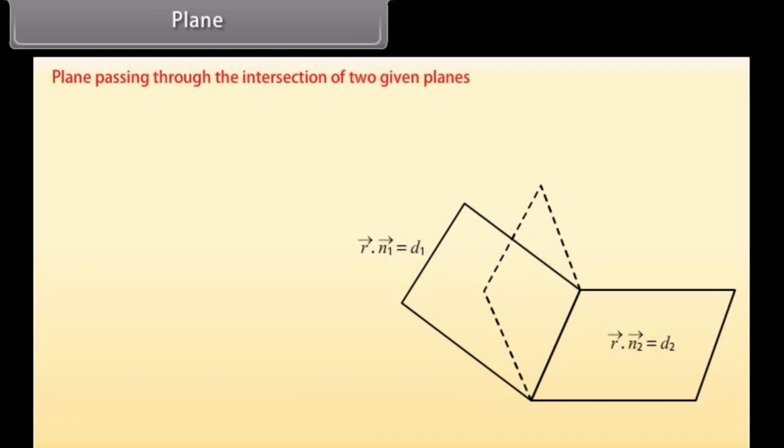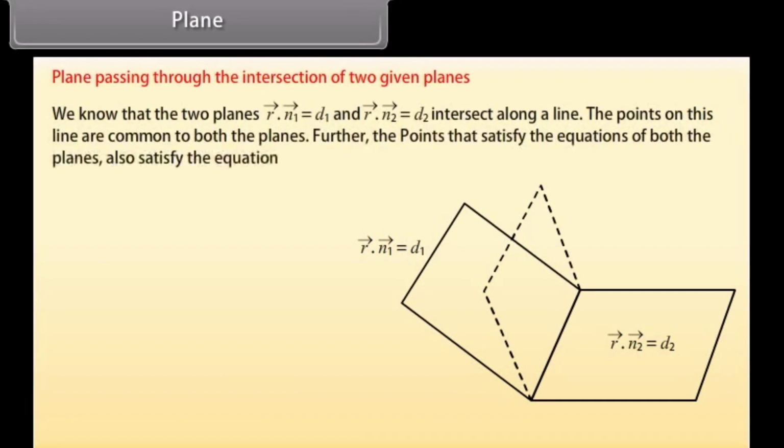Plane passing through the intersection of two given planes. We know that the two planes, the dot product of vector r and vector n1 equals d1 and the dot product of vector r and vector n2 equals d2, intersect along a line. The points on this line are common to both the planes. Further, the points that satisfy the equations of both the planes also satisfy the equation: the dot product of vector r and vector n1 plus lambda vector n2 equals d1 plus lambda d2, where lambda belongs to R.